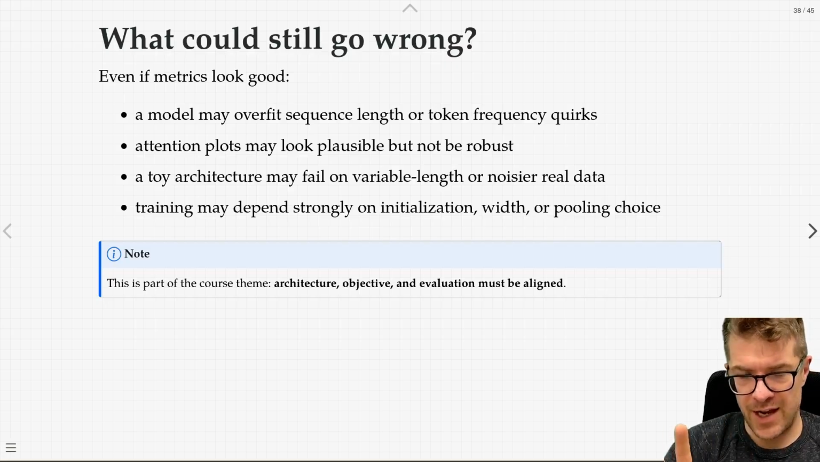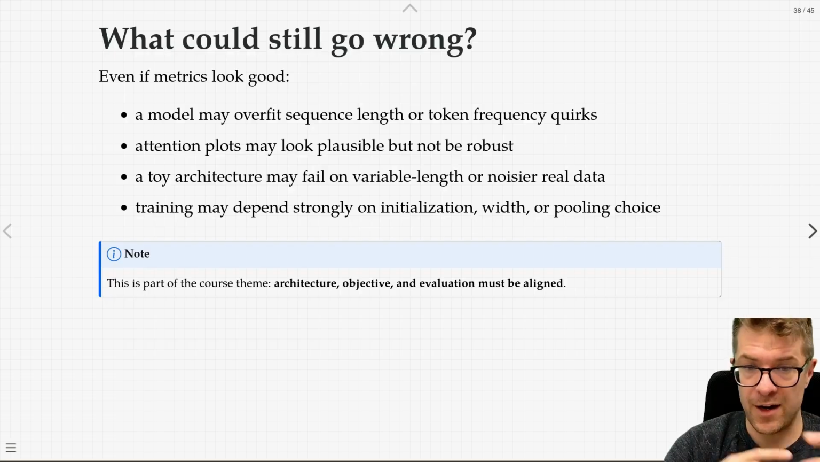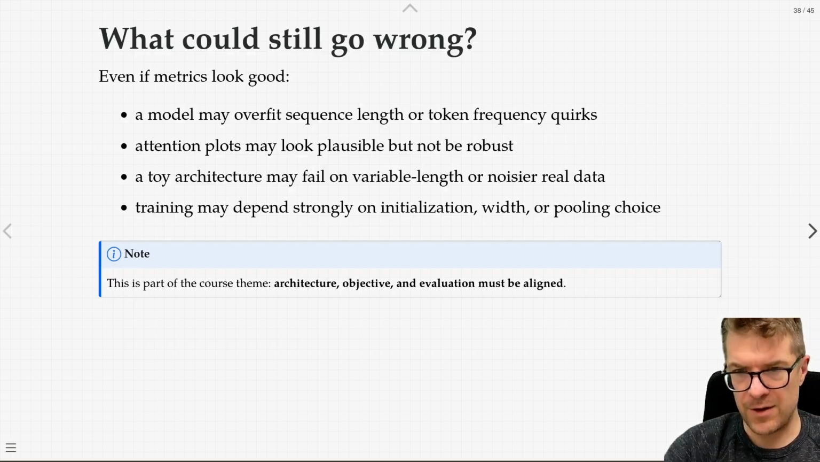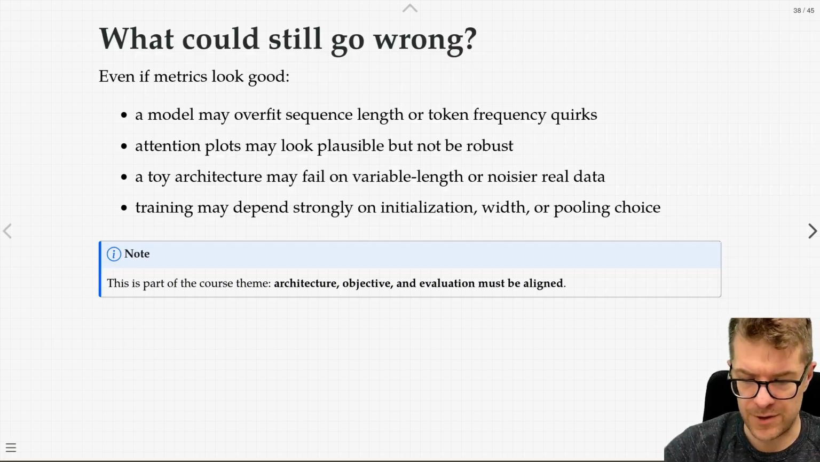All of this is to say that, again, reinforcing this idea that architecture matters, but the objective matters, the evaluation matters, and all of the elements of that evaluation also matter to your determination and your understanding of these systems.